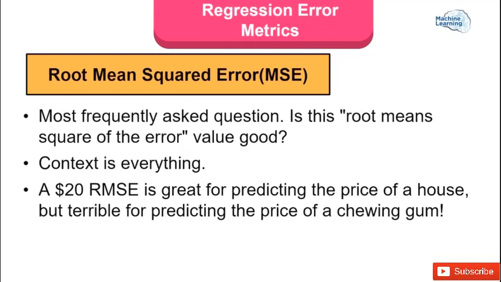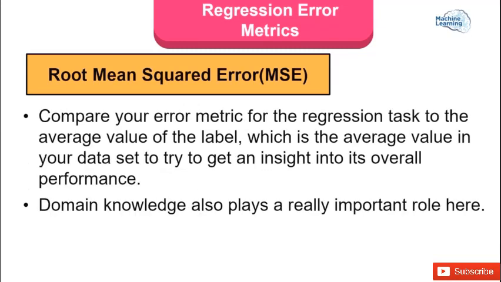So what we need to do here is compare your error metric for the regression task to the average value of the label, which is the average value in your dataset, and then you'll be able to get an insight into its overall performance. Make sense? And as always, domain knowledge also plays a really important role here.